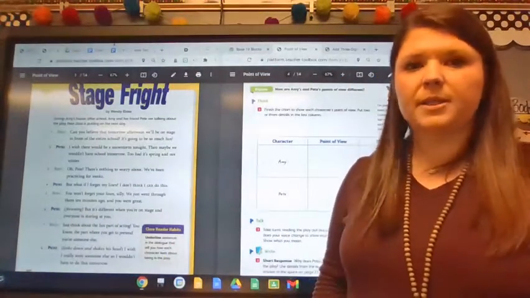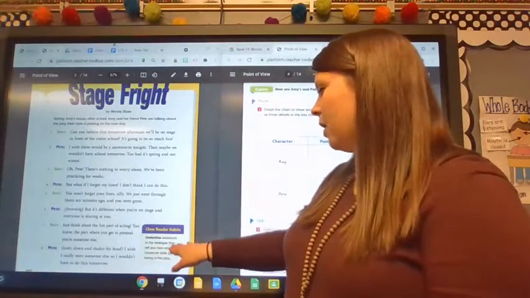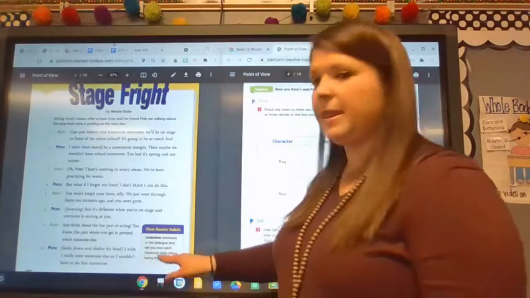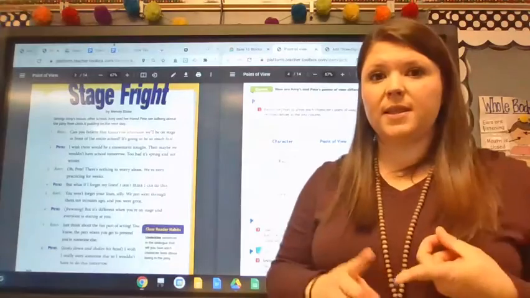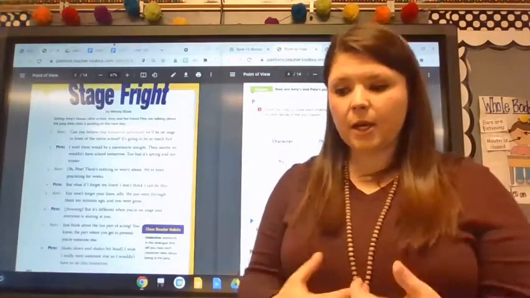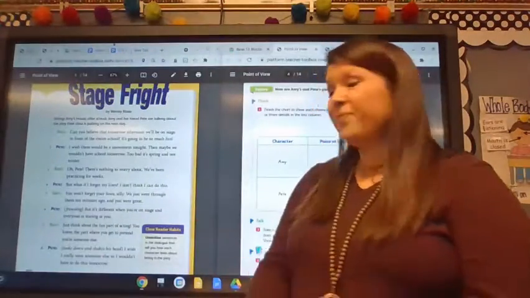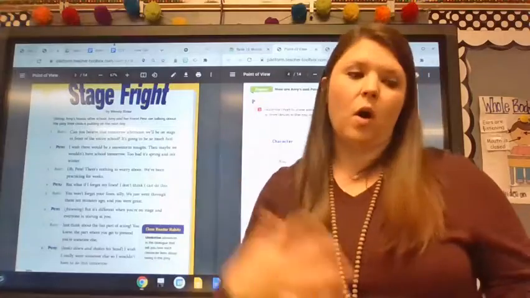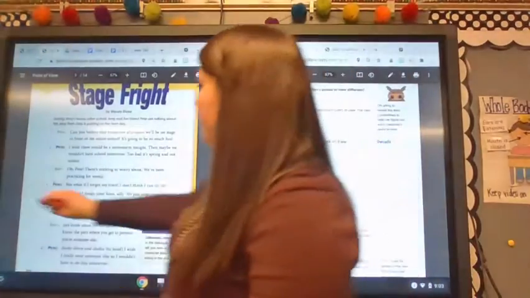Our close reader habit is going to help us do that. It says underline sentences in the dialogue that tell you how each character feels about being in the play. So as we're going through, we're looking at the things that they are saying, that dialogue, and the things that they are doing, their actions, that'll also help us, okay? So now we're going to go ahead and read through this again.